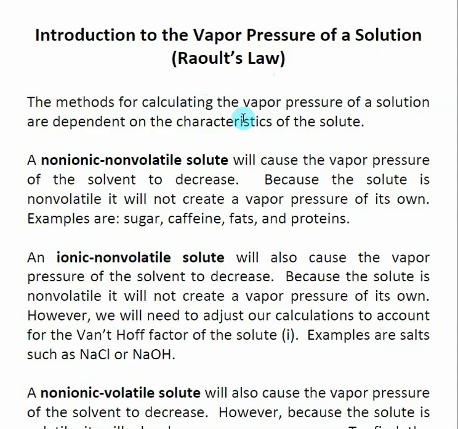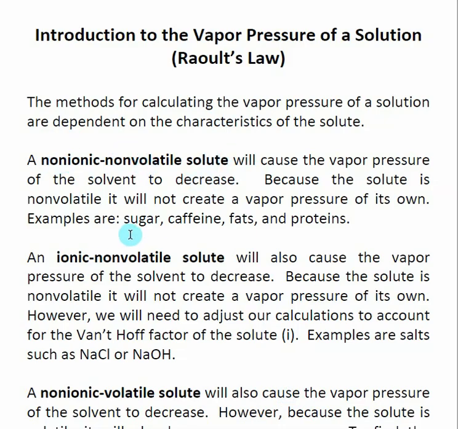So how to calculate the vapor pressure of a solution depends quite a bit on the properties of the solute. And in this case, there's 3 different cases that we're going to be looking at. All the calculations are going to look very similar, but we have to treat these 3 differently, and they all have to do with certain characteristics of the solute. So the first one is a nonionic non-volatile solute.